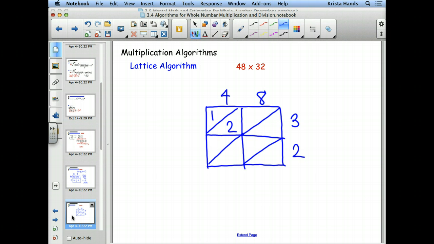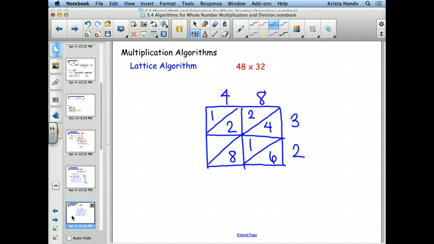That's the number 12. I do 8 times 3 and I get 24. 2 on the top, 4 on the bottom. 4 times 2 gives me 8, so I only have to put the 8 on the bottom. And then 8 times 2 gives me 16. 1 on the top, 6 on the bottom.